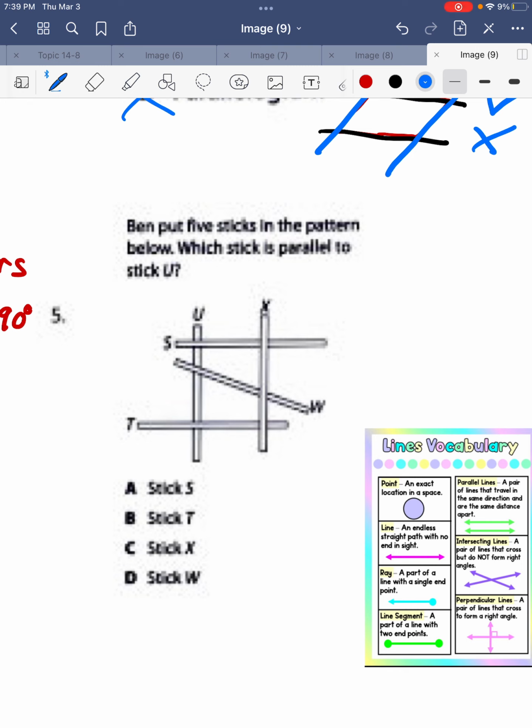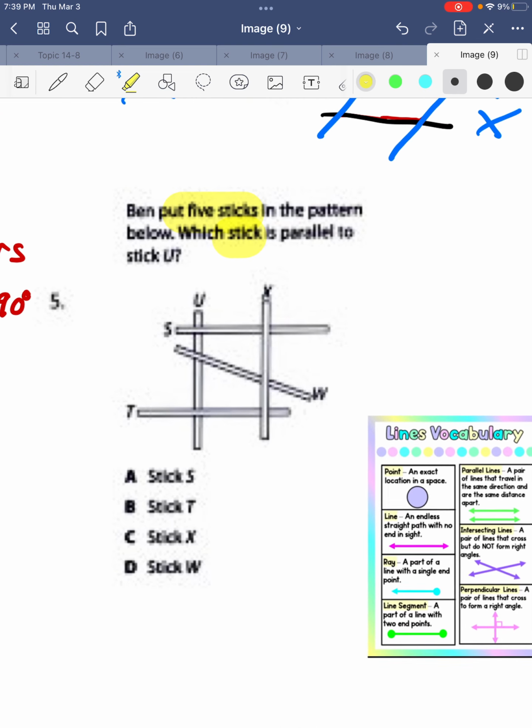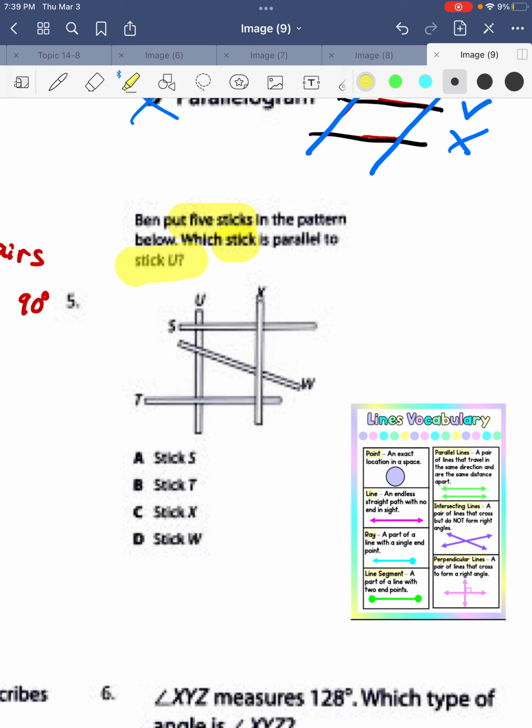Number 5. Number 5 says, Ben put 5 sticks in the pattern below. Which stick is parallel to stick... oh my gosh, I can't even read that. To stick U. Okay? So, let's see. So, I'm looking for stick U. Stick U is right here. Okay? And so, I'm looking to see what line is parallel to that.